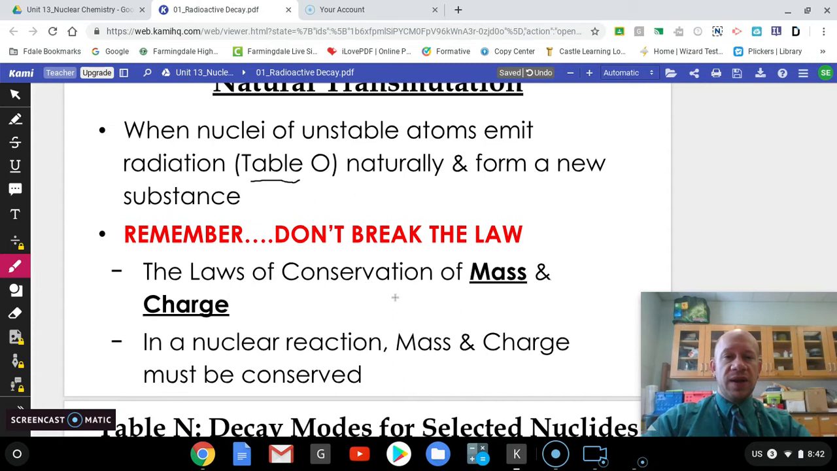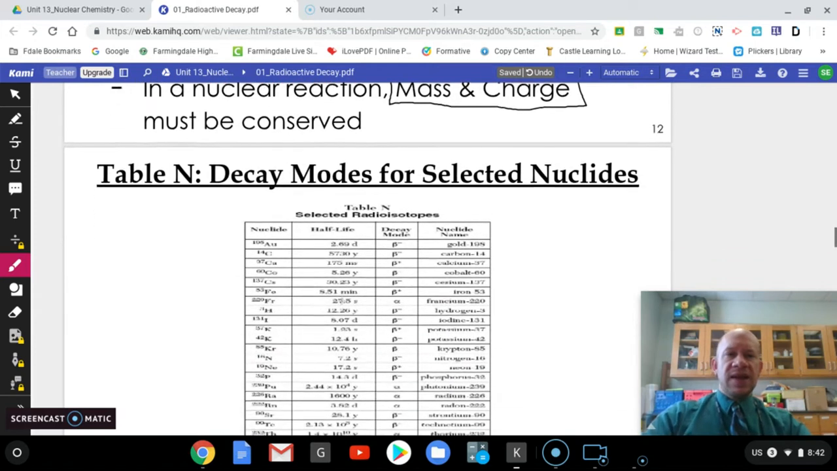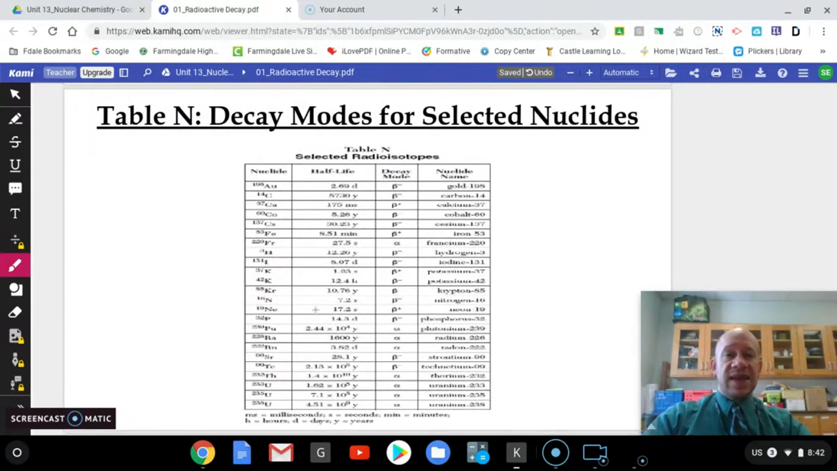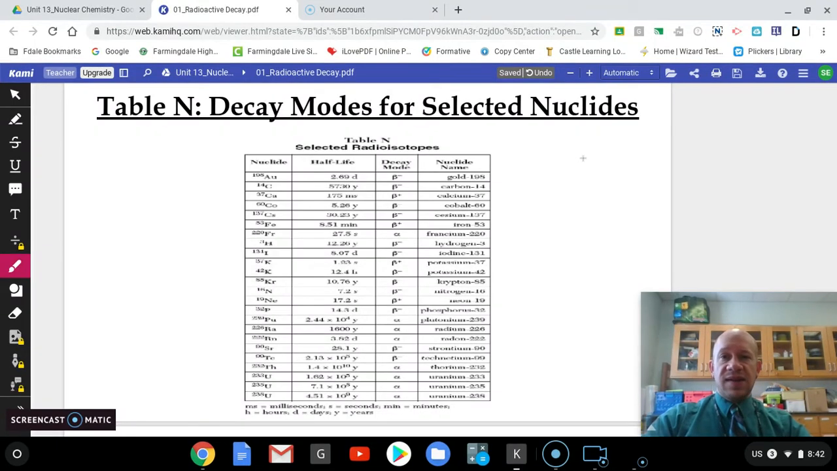So remember, don't break the law. We have the laws of conservation of mass and charge. In a nuclear reaction, the mass and the charge must be conserved. So that's basically what we'll be working with. Table N describes the decay modes for selected nuclides. That's another way to say isotope.